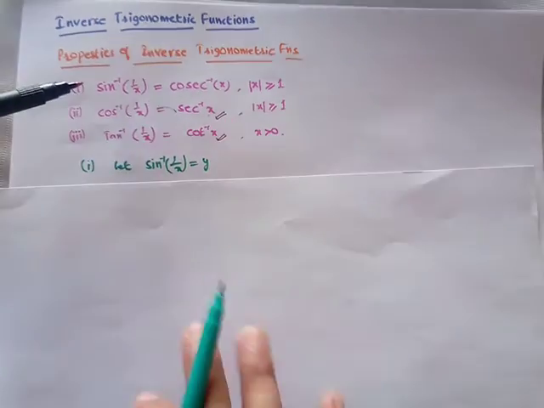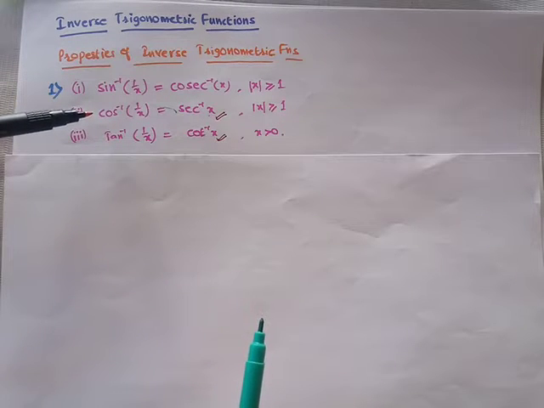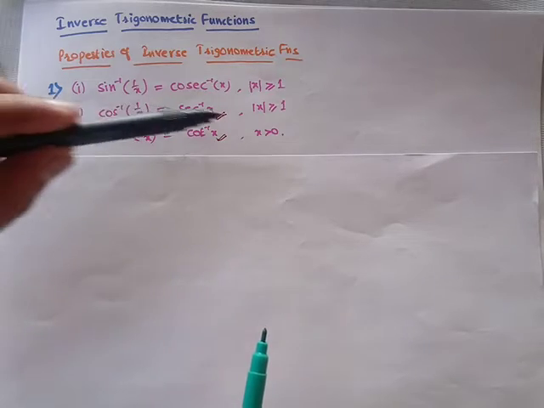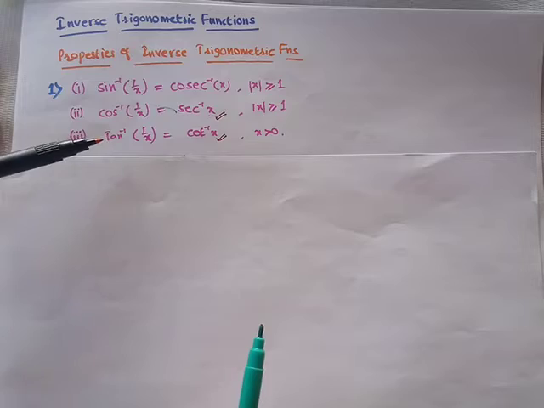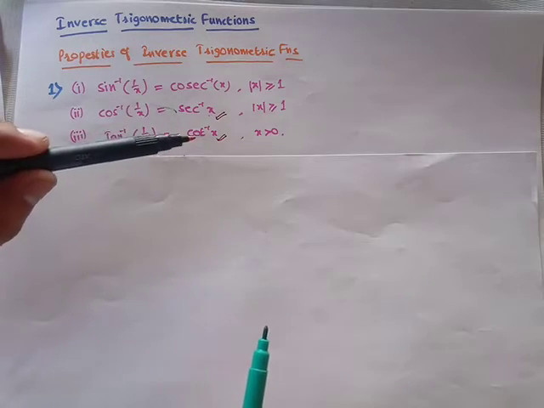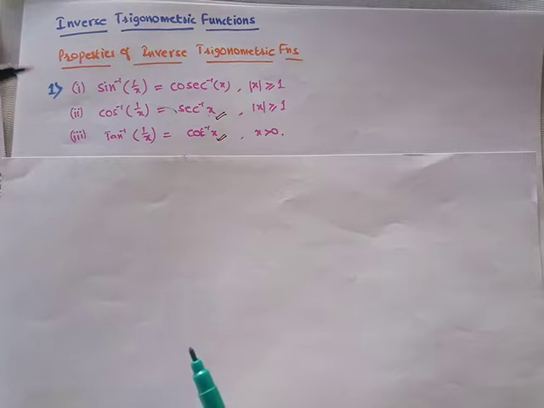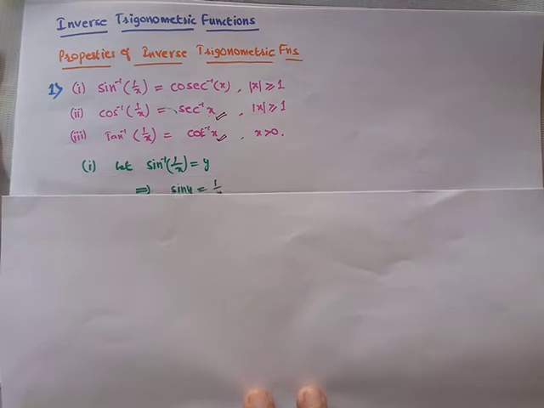And for the second, cos inverse of 1 by x is equal to secant inverse of x, and mod x is greater than or equal to 1. And third one, tan inverse of 1 by x is equal to cot inverse of x, for x greater than 0. So these are the three types we are having. Proving any one of them, we'll give the same kind of proof for the remaining two.